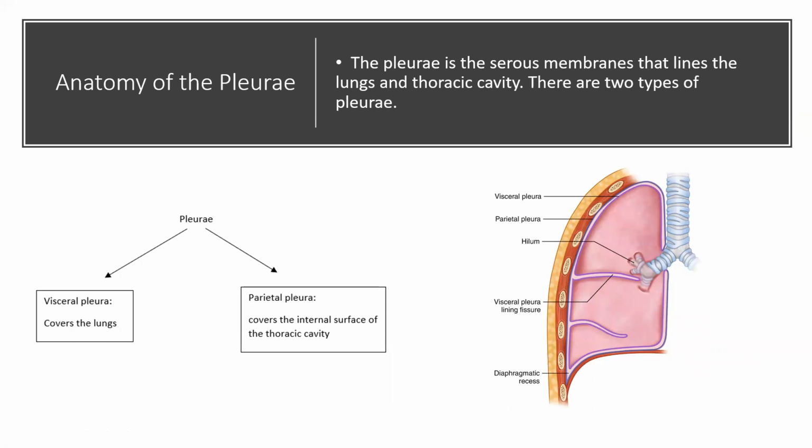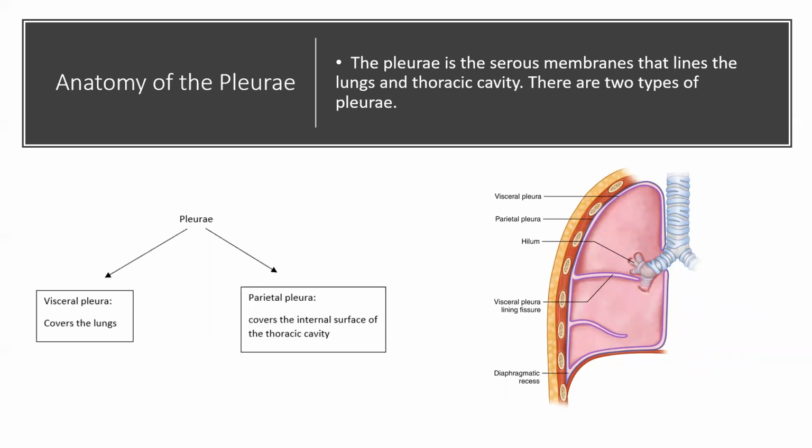So for the anatomy of the pleura, now the pleura basically refers to the serous membrane that lines the lungs and the thoracic cavity. There are 2 pleura in the body. One is associated with each lung, and they contain a serous membrane. So the serous membrane is a layer of mesothelium which is supported by connective tissue.